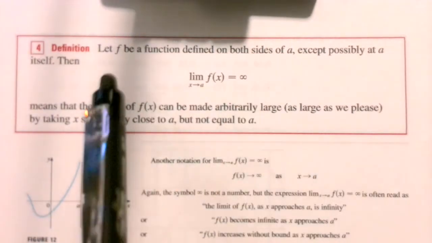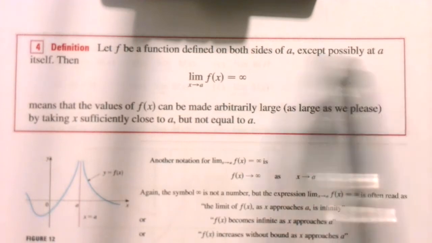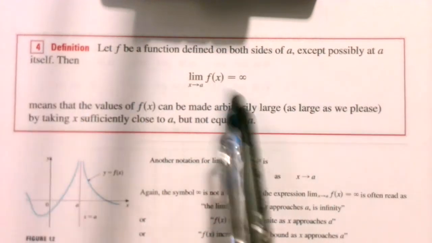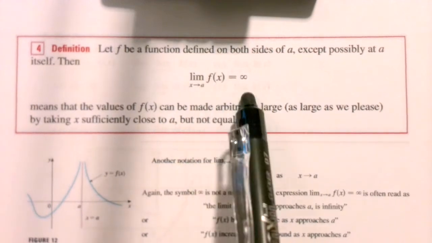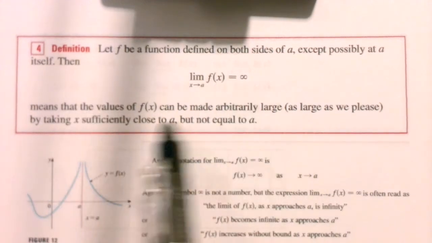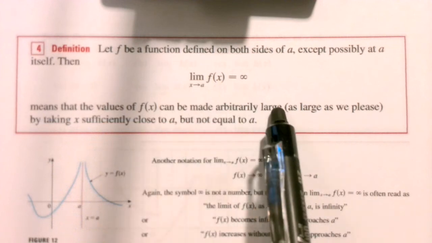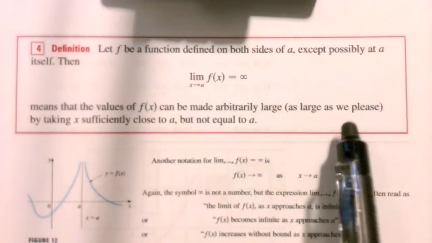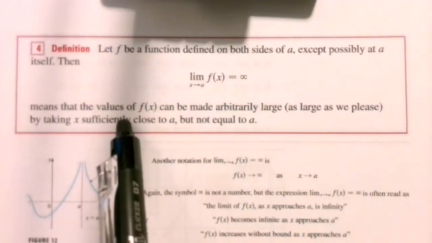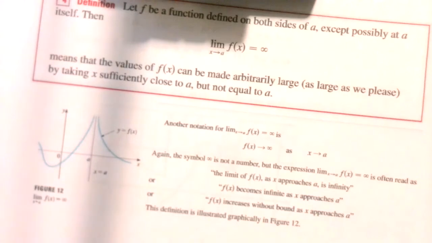Okay, so let f be a function defined on both sides of a, except possibly at a itself. Then the limit as x approaches a of f of x equals infinity means the values of f of x can be made arbitrarily large. So the y values are getting bigger and bigger, as large as we please by taking x sufficiently close to a, but not equal to a. So let's look down here.